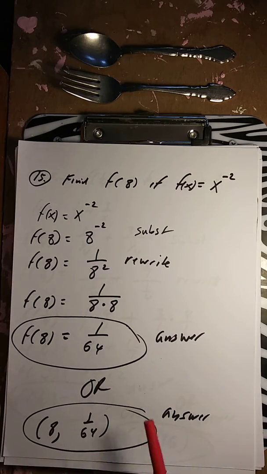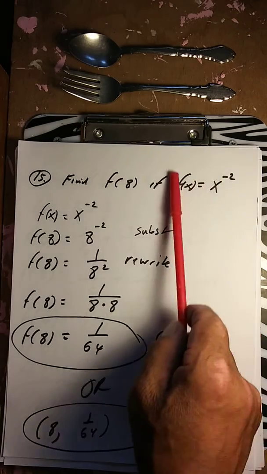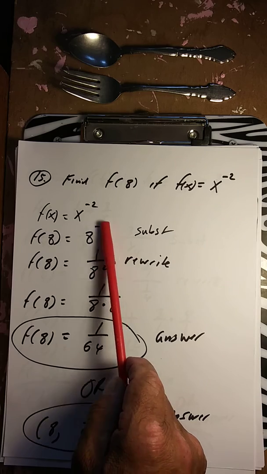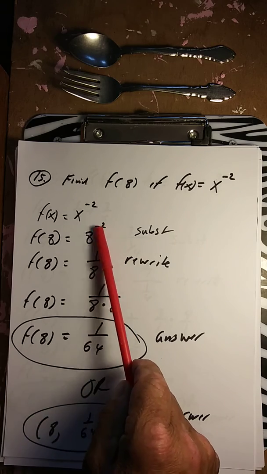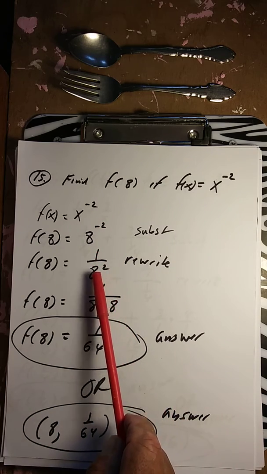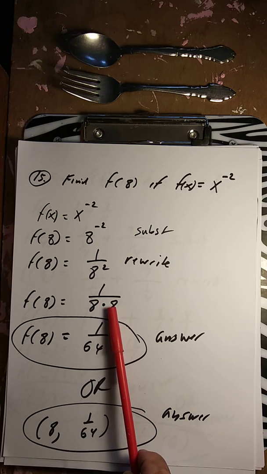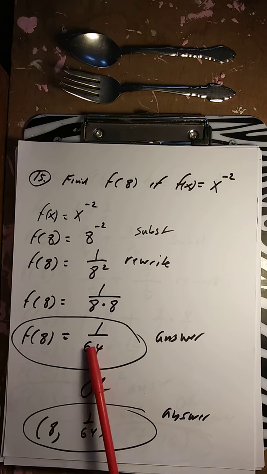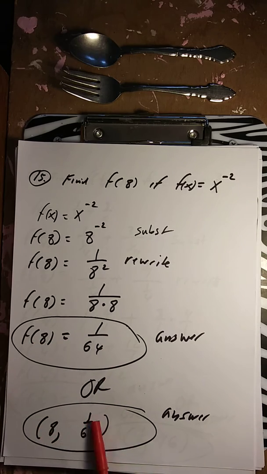Find f of 8 in the function. F of x, there's a function. F of x is this. F of 8 means 8 to the negative 2 power. Rewrite this as a positive exponent, 1 over 8 squared. 8 squared means 8 times 8. So 1 over 8 times 8, or 1 over 64. So f of 8 is 1 over 64, or 8 comma 1 over 64.